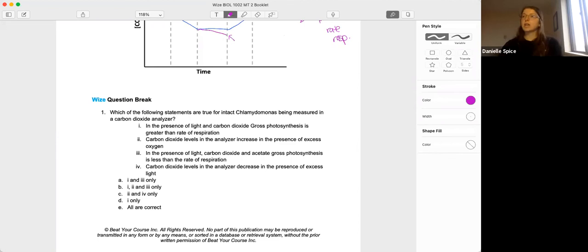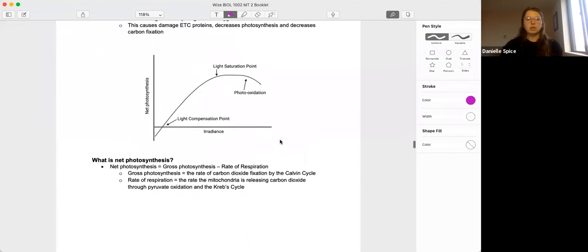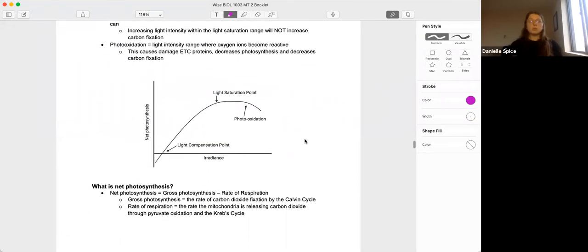Yeah, so Megan's asking if I can re-explain gross photosynthesis, so I'm going to do that before we get into this question. Awesome. When we're thinking about gross photosynthesis, this is literally just asking how much oxygen am I creating and how much CO2 am I fixing.